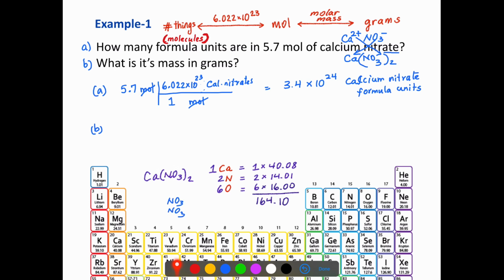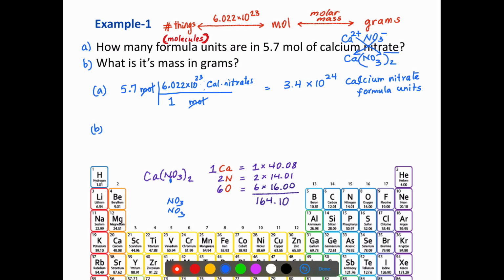And that would mean 2 nitrogens. So the 2 that is outside should be multiplied with the 1 that is the subscript for nitrogen, okay? So 1 times 2, so you have 2 nitrogens, so 2 times the number below nitrogen. 6 oxygens, 3 times 2, so 6 times the number below oxygen. And add them all up, you should get 164.10. That's the molar mass of calcium nitrate.